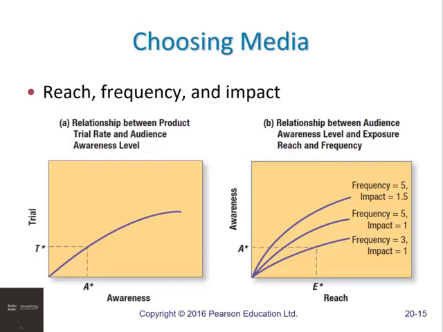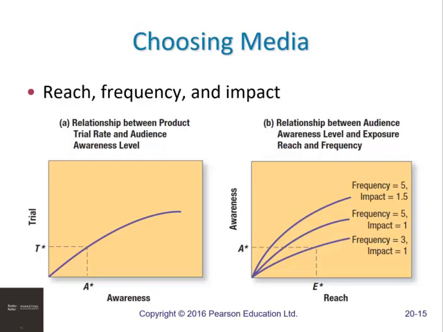Reach: the number of different persons or households exposed to a particular media schedule at least once during a specified time period. Frequency: the number of times within the specified time period that an average person or household is exposed to the message. Impact: the qualitative value of an exposure through a given medium. For instance, a food ad should have a higher impact in Bon Appetit than in Fortune magazine. Figure 20.2b shows the relationship between audience awareness and reach. Audience awareness will be greater the higher the exposure's reach, frequency, and impact.